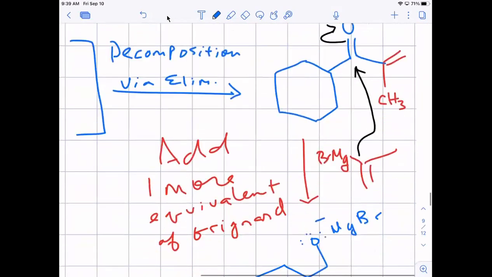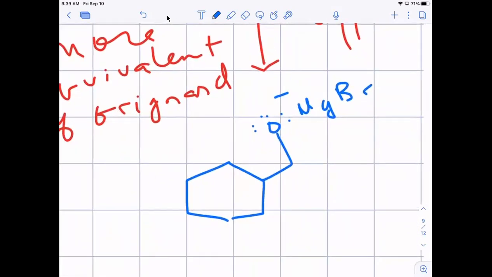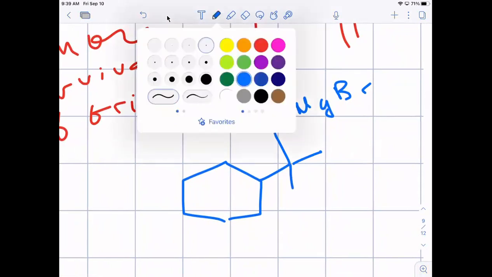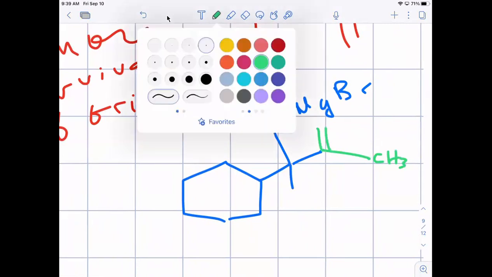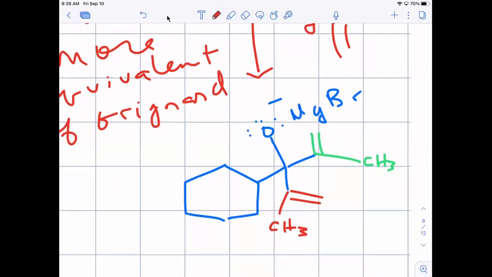All right. So now if I add in another equivalent of Grignard, I'm going to have this, but I'll also have, I'm going to change the color on that one, that, and then plus the one that was already there. All right, are y'all following?